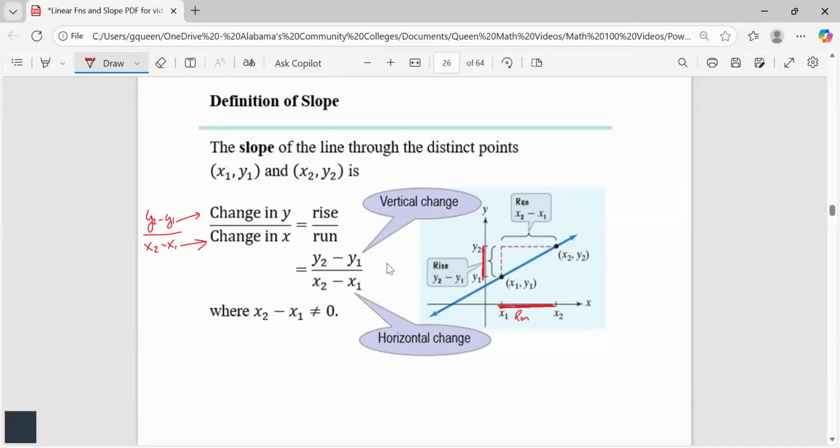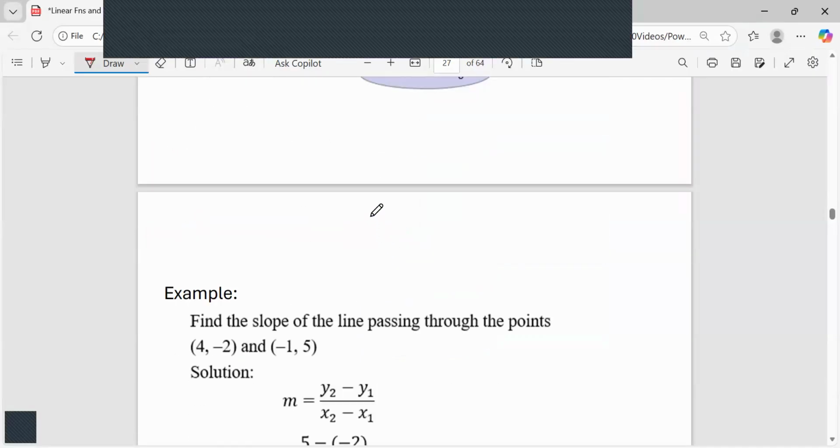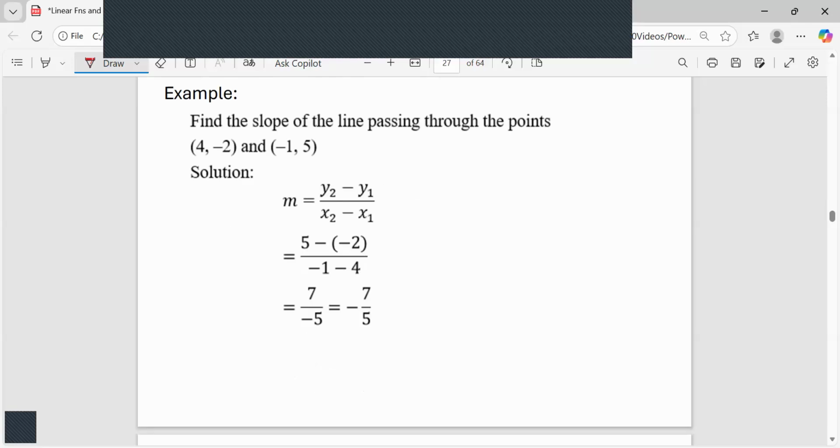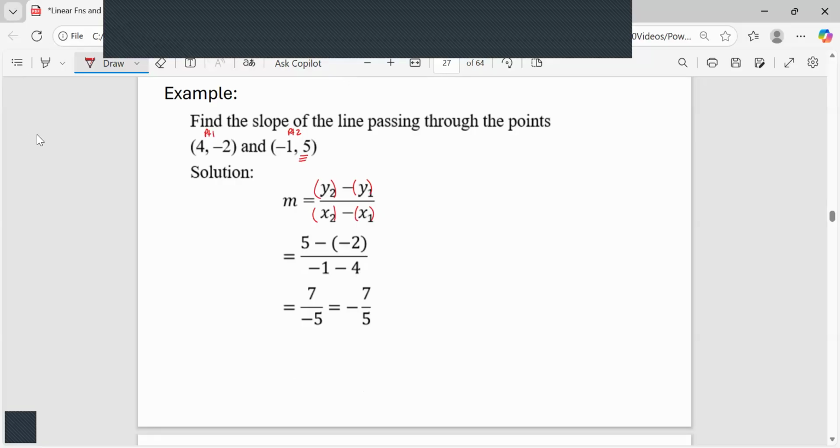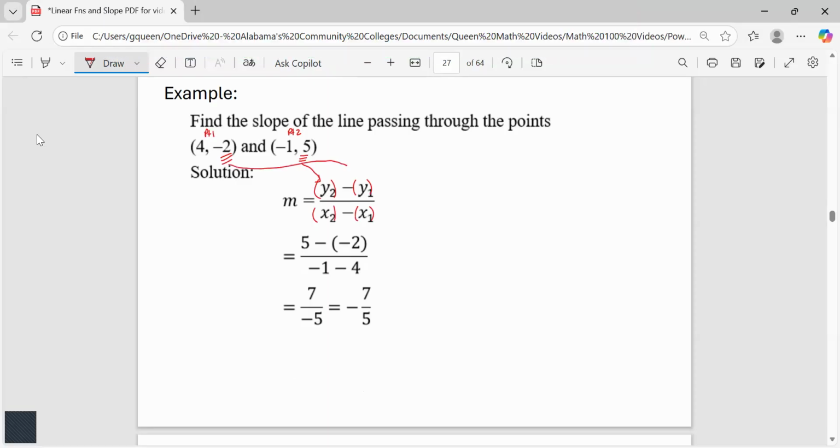Okay, so let's continue on. Here's some examples. Here's the first example. I pulled this out of a book. It says find the slope of the line passing through the 2 points. So again, we have point number 1 and we have point number 2. Okay, so we're going to do y2 minus y1 over x2 minus x1. So y2, the second y coordinate is 5, so you literally plug that in for y2. The first y coordinate, y for point number 1 is -2, so you plug that in as y1.